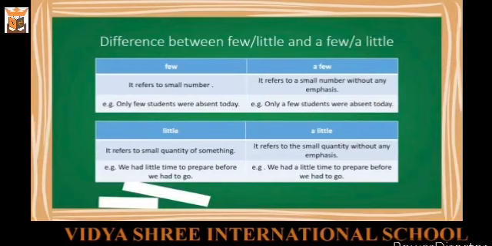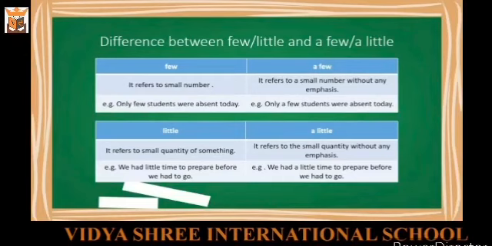It means only 1 or 2 students were absent today, not more than that. But in the next sentence, I said only a few students were absent today. Here I am giving emphasis on the students who were absent. Although there were not a lot of students who were absent, yes, there were some students who were absent. So, now let us see the difference between few, a few and little and a little.